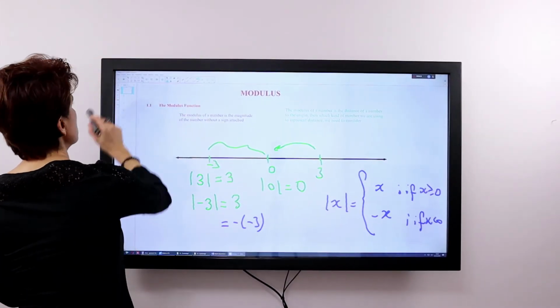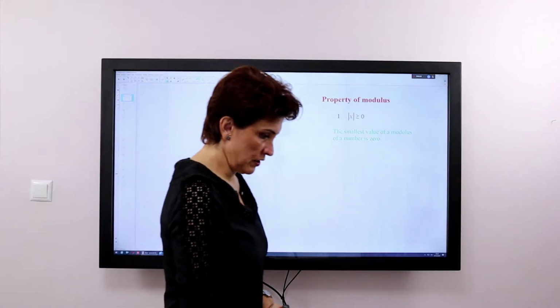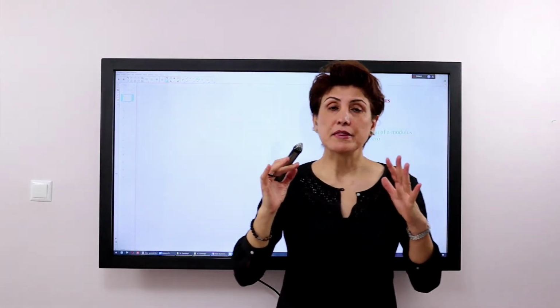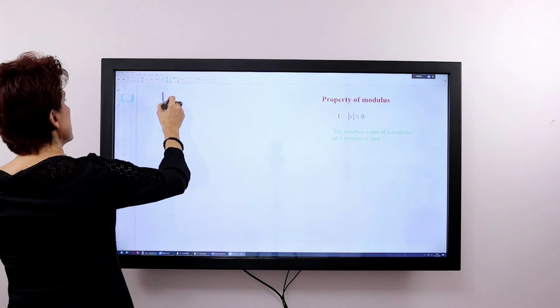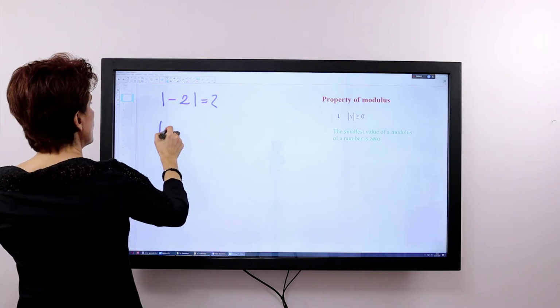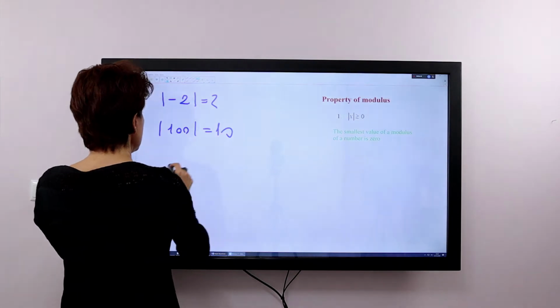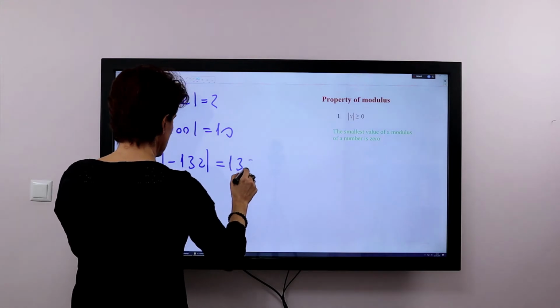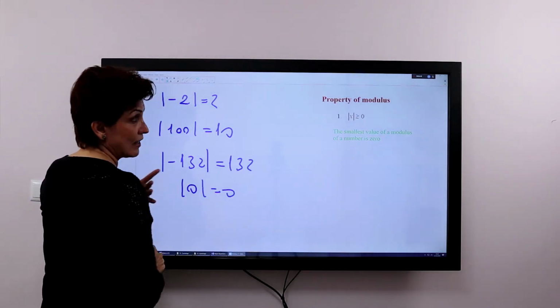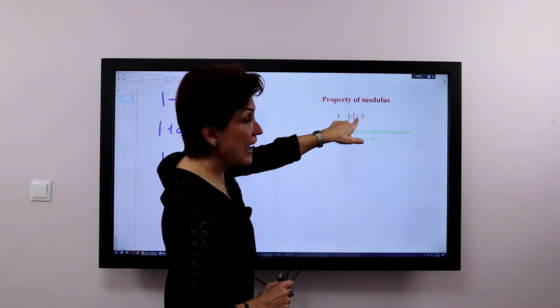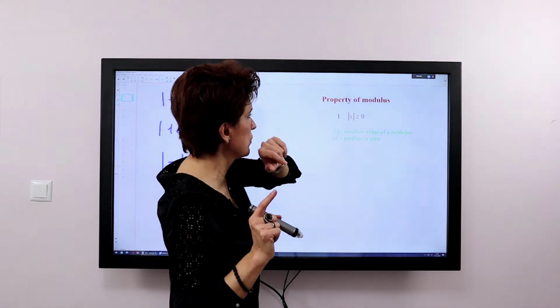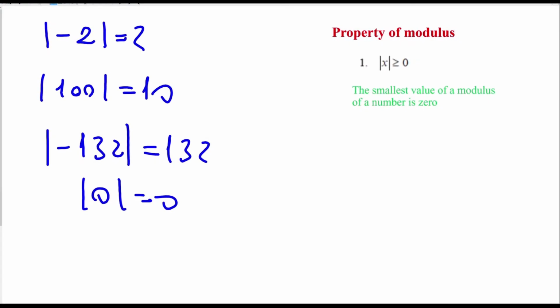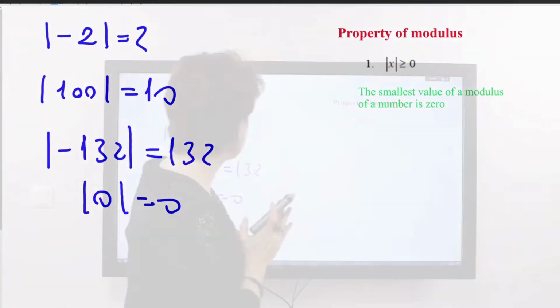Have a look. Next part. Properties of the modulus. What I said before: the modulus can't be equal to a negative number. Let's look at many examples here. Modulus of negative 2 is, again, 2. 100 is 100. Modulus of negative 132 is 132. 0 is 0. As a result, can we say modulus x every time has to be greater than or equal to 0? Then, can we say the smallest value of the modulus of a number is 0? The smallest one is 0. Got it?